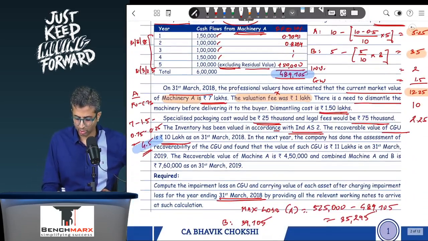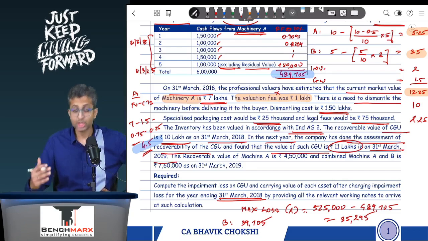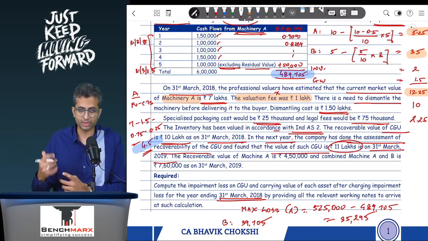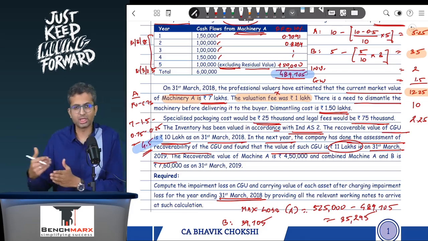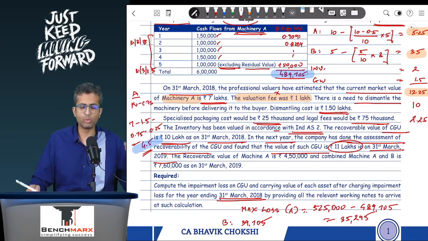Now going forward, what is happening? In the next year, that is 31st March 19, the company has done an assessment of the recoverability of the CGU, and the value of such CGU is rupees 11 lakhs. So next year, if you want to find the carrying value, you will have to depreciate machinery A for the remaining 5 years, you will have to depreciate machinery B, and inventory, well, whatever is the revised inventory you will take. If nothing is given, you can assume that the opening inventory and closing inventory remain the same. It's a realistic assumption that you even do in CA Inter FM.